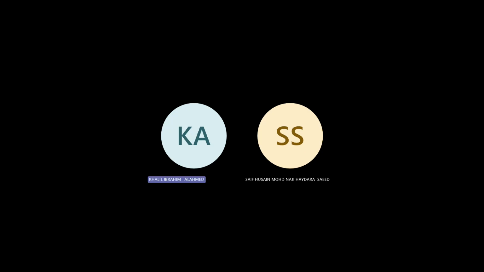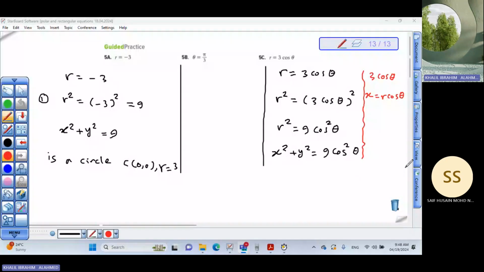Okay, good morning, everyone. Our lesson today is to complete the last lesson that we started yesterday, about how to convert a polar equation to a rectangular equation, or how to convert a rectangular equation to a polar equation. As you see here, we have three examples. Solve the first example.